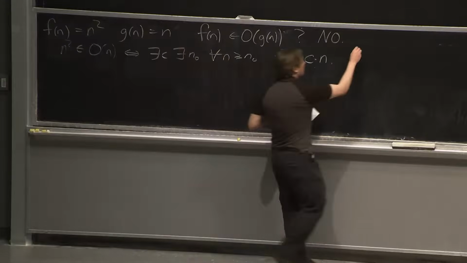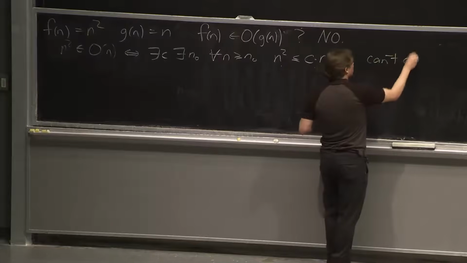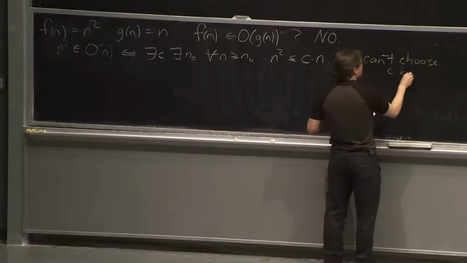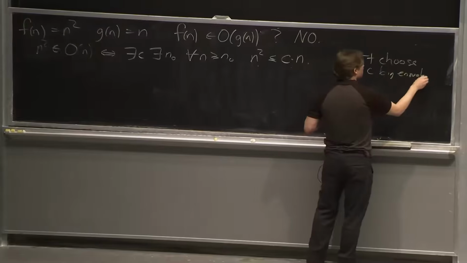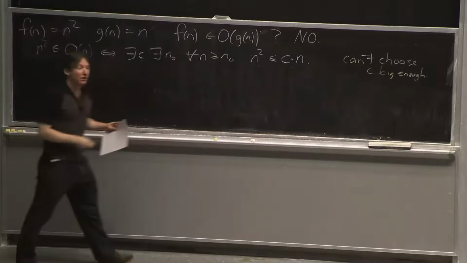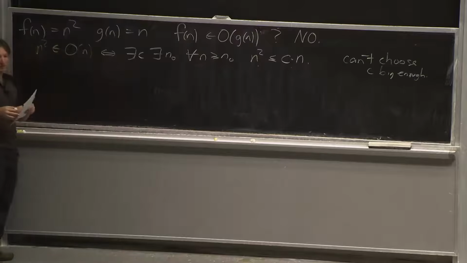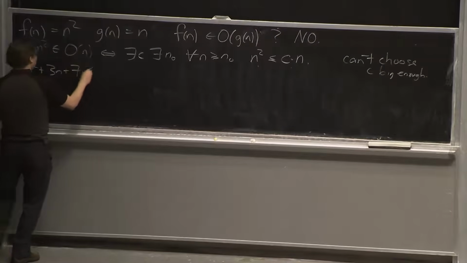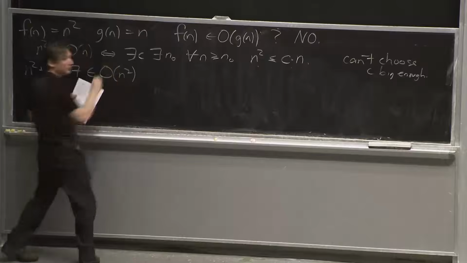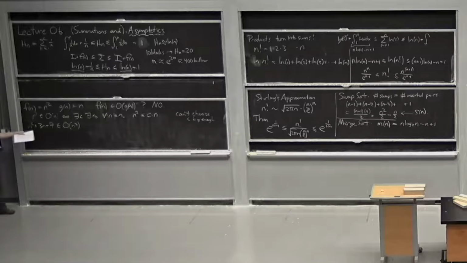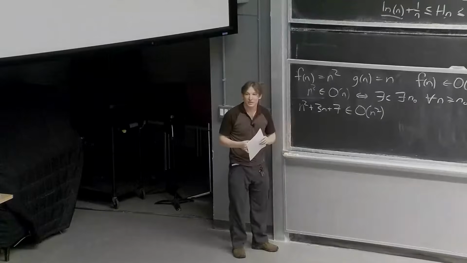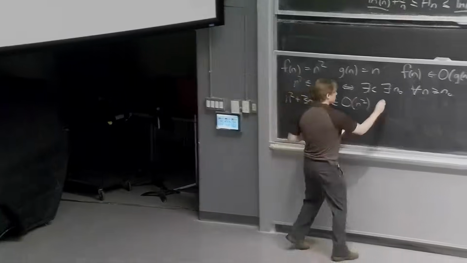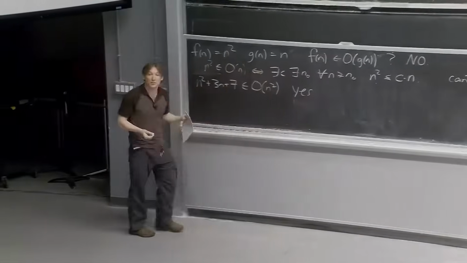So, we can't choose c big enough. All right, so thankfully n squared is not big O of n. Let's do another example. Is n squared plus 3n plus 7 big O of n squared? We said we wanted to be able to ignore lower order terms, ignore things that look smaller. Well, this one ends up being true, and let's see why.